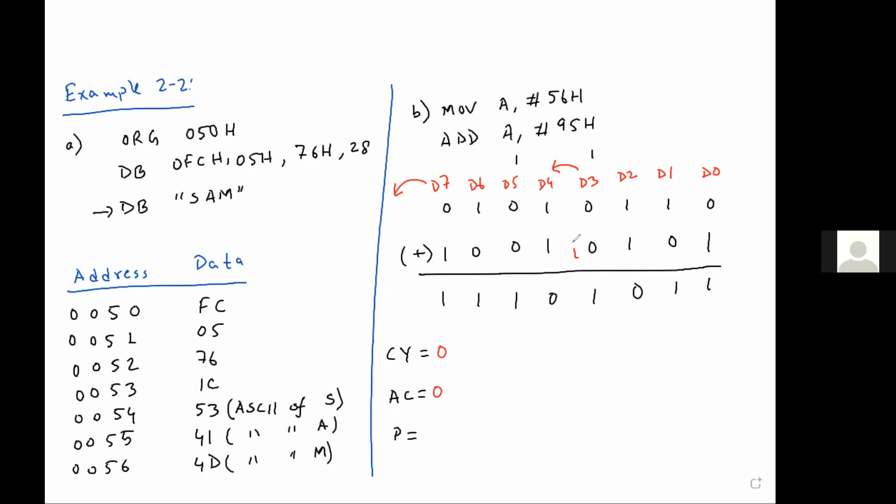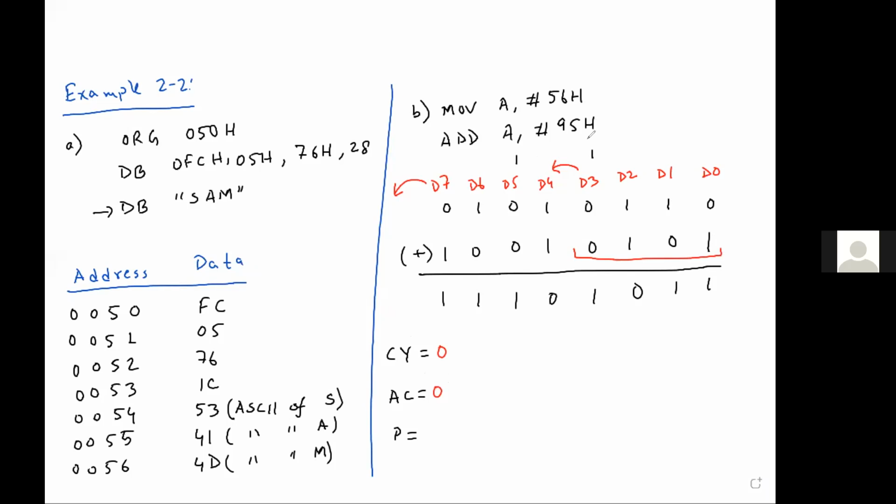You can follow another method. This is an 8-bit number, but instead of 8-bit, you can consider a 4-bit number. In your 4-bit number, the last digit is your D3. So you can simply apply the same formula like carry. The question will be, is there a carry beyond D3? If the answer is yes, your auxiliary carry will be 1. If there is no carry beyond D3, then your auxiliary carry will be 0.